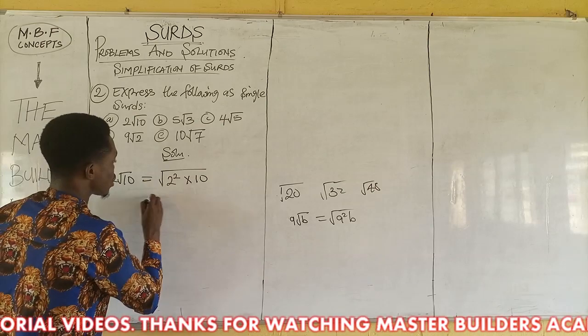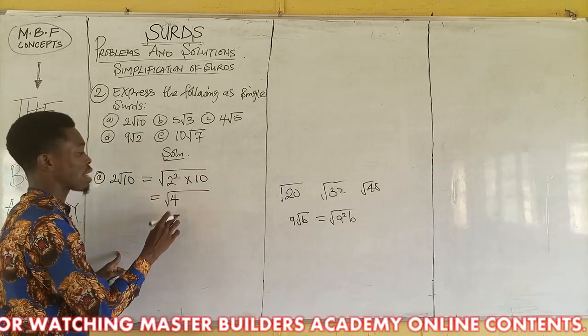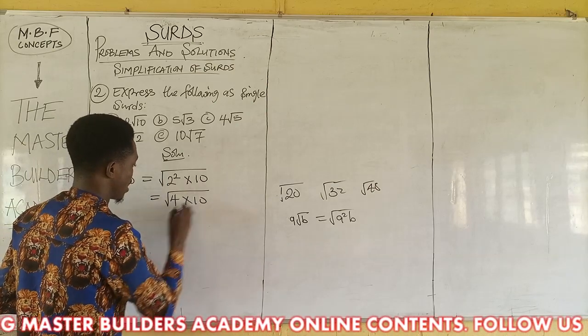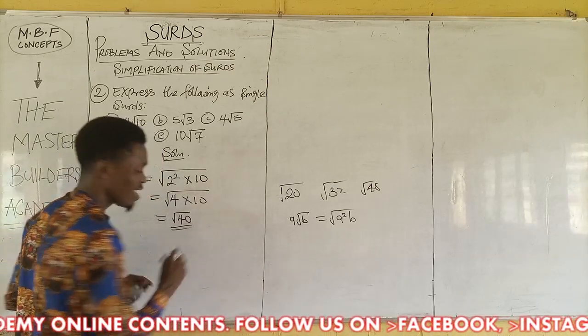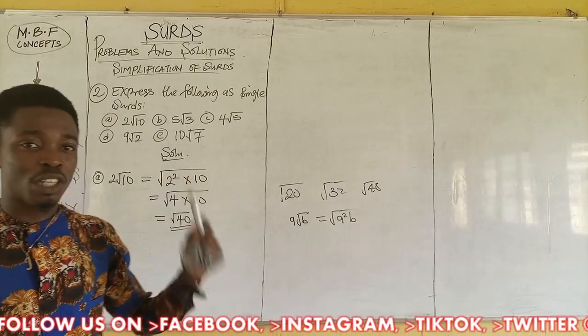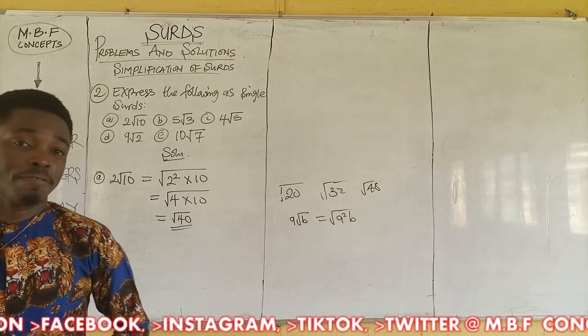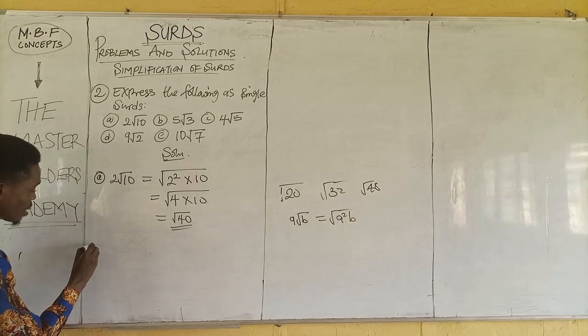So automatically this would give us the square root of what? 2 squared would give us 4. This becomes 4 times 10. And 4 times 10 would give us what? 40. It's as simple as this. This is the simple form, or the simple Surd, of these questions. So now let's look at the next part of it.